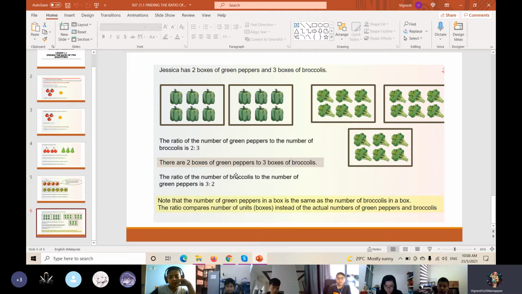Teacher: Total how many? 1, 2, 3, 4, 5. So what is the ratio of the number of broccolis to the number of total boxes? 3 to 5. Yes, 3 to 5.